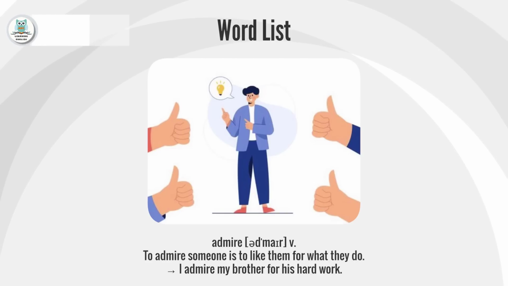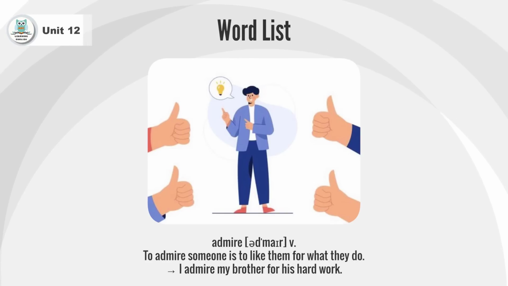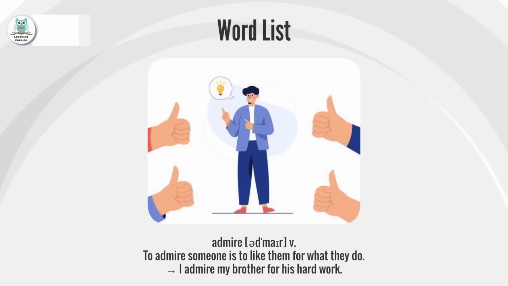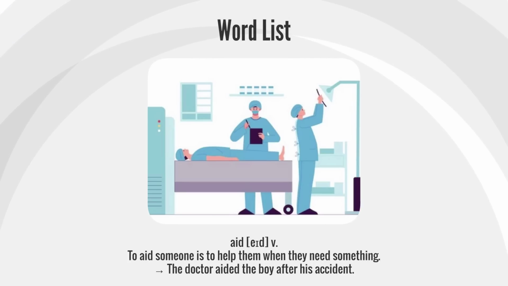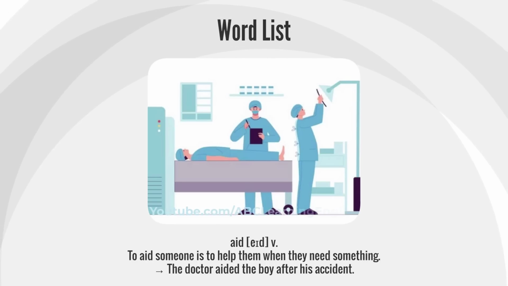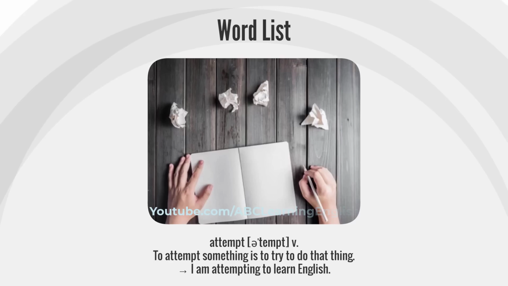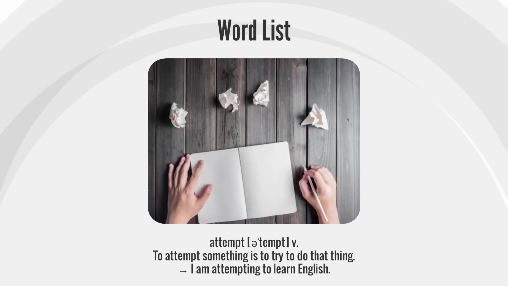Admire. To admire someone is to like them for what they do. I admire my brother for his hard work. Aid. To aid someone is to help them when they need something. The doctor aided the boy after his accident. Attempt. To attempt something is to try to do that thing. I am attempting to learn English.